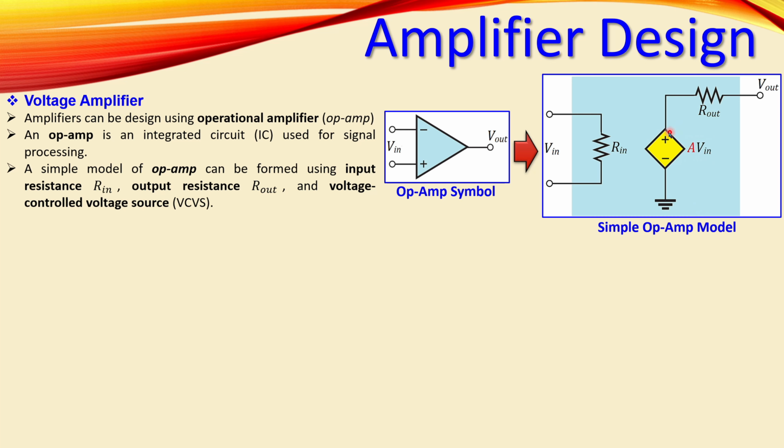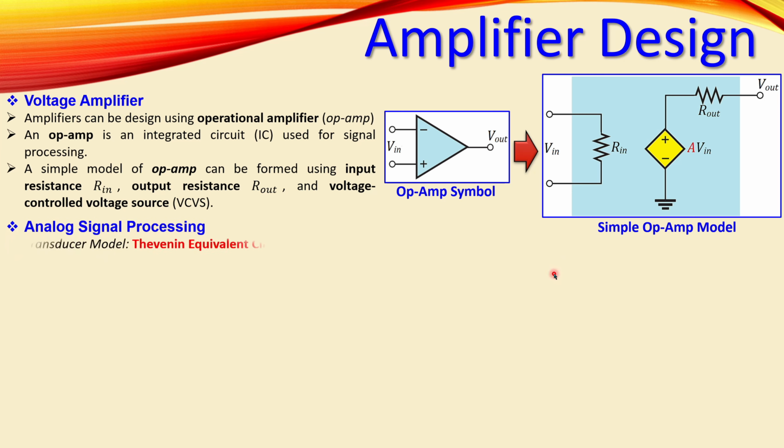This voltage will then be applied to this R out, which is the output resistance of that operational amplifier specifically. And this node is then the output node. If you connect a load here, that will then be the voltage across the load. This is a very simple model that can be used to design an amplifier in any other circuit. If you use a more complex model, you can add capacitors and other elements to have more accurate results.